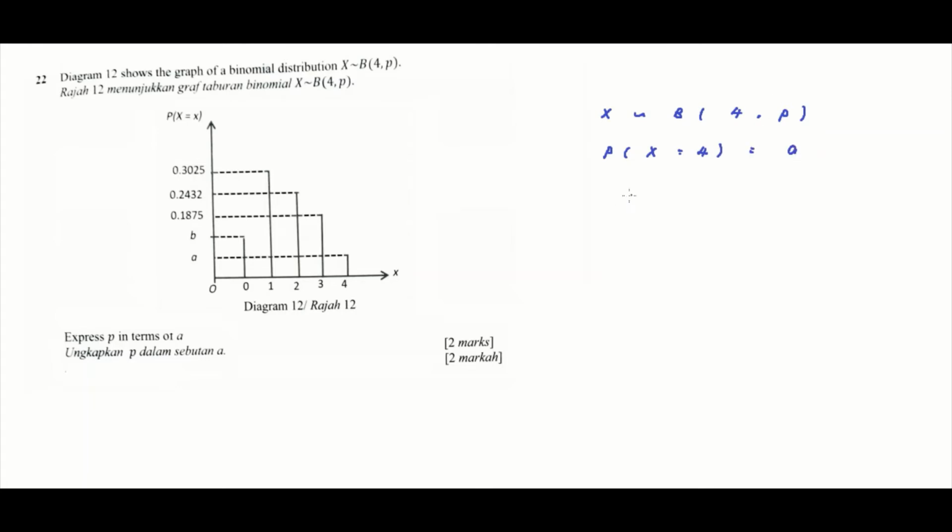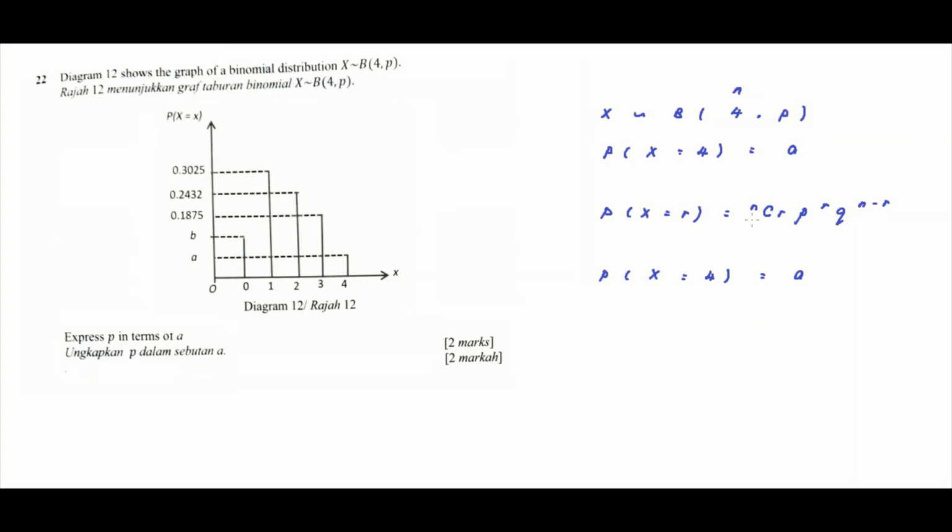We know that for a binomial distribution, the formula is P(X = r) = nCr p^r q^(n minus r). So we'll be able to use this formula to help us solve this question. Since we know that P(X = 4) is A, and the question already gives us 4 and p, the 4 here is the n, and p is the probability of success.